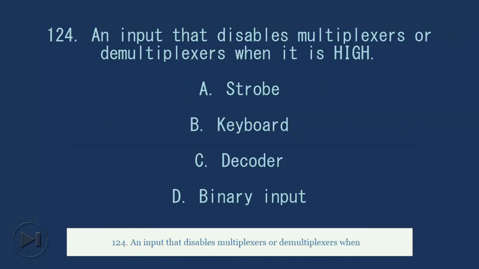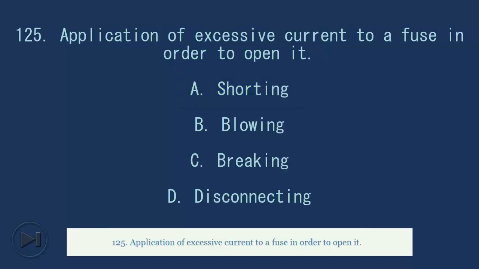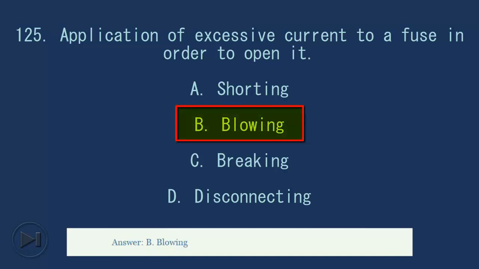124. An input that disables multiplexers or demultiplexers when it is hot. A. Strobe. B. Keyboard. C. Decoder. D. Binary input. Answer, A. Strobe. 125. Application of excessive current to a fuse in order to open it. A. Shorting. B. Blowing. C. Breaking. D. Disconnecting. Answer, B. Blowing.